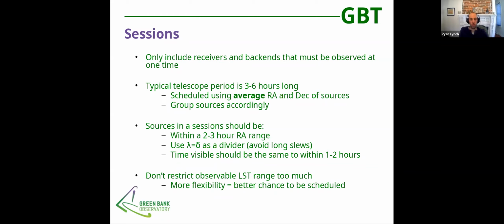By default, to calculate the schedulable LST ranges, the proposal submission tool uses the average position of all the sources within a particular group. So don't space your sources out too far. And if you need to specify different LST ranges, you can do that. Some other tips there on how to group them. You can use the scheduler in Skyview as well before you submit a proposal to kind of help plan that out. And don't restrict your observable LST range too much, because the more flexibility you have, the easier it is to schedule you.